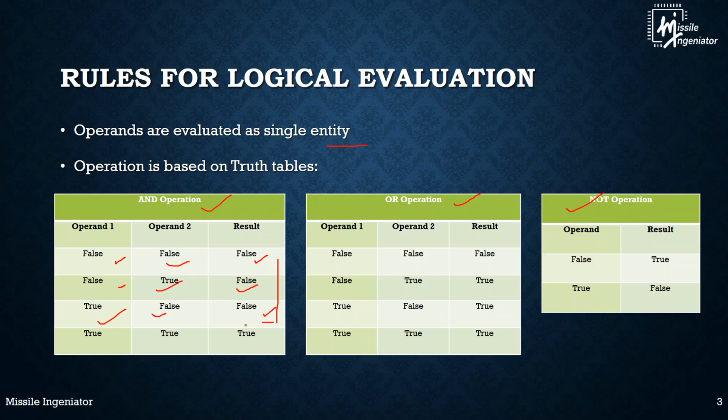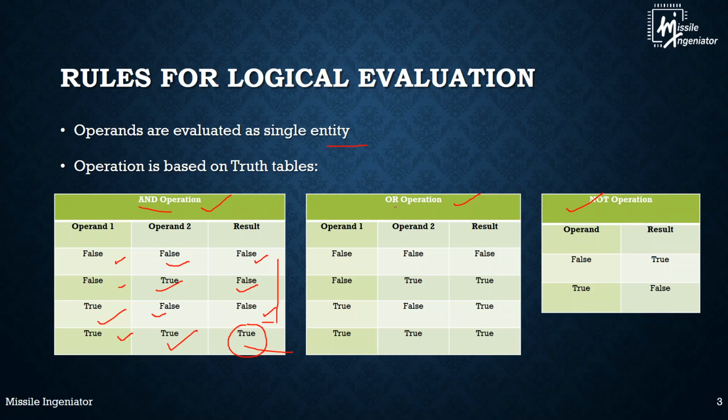So to get a true result, we have to have true in both cases. A should be equal to 1 and B should also be equal to 1. Then only can we get the value of the result as 1. So this is the AND operation.